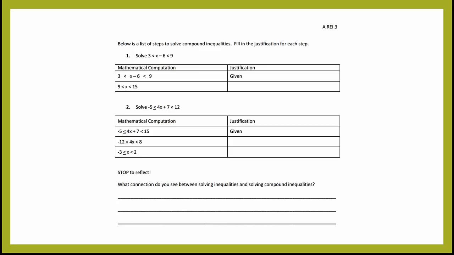Okay, so this activity here is from the Let's Investigate, and this is also from the model curriculum. It requires students to justify steps in solving inequalities. So here they're not just solving them, they're actually justifying. And then they compare solving inequalities with solving compound inequalities.